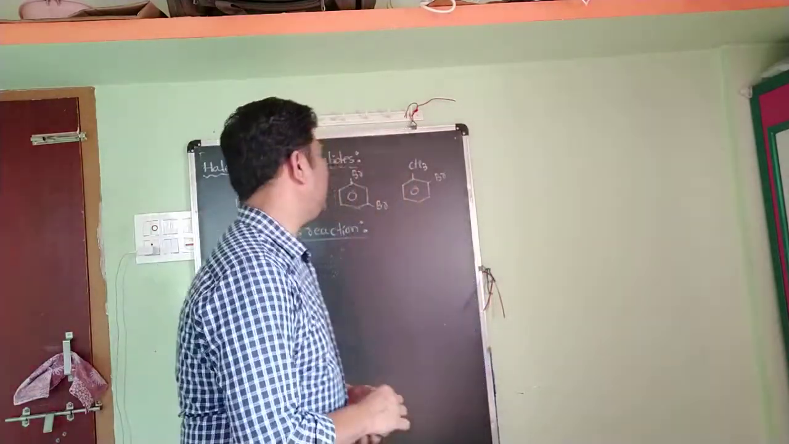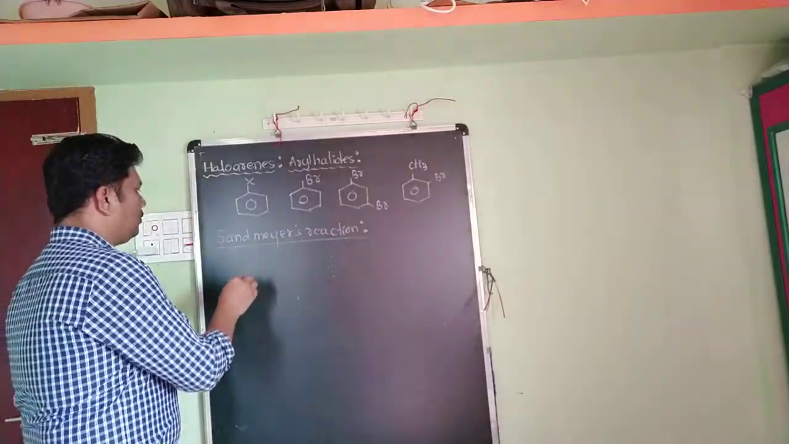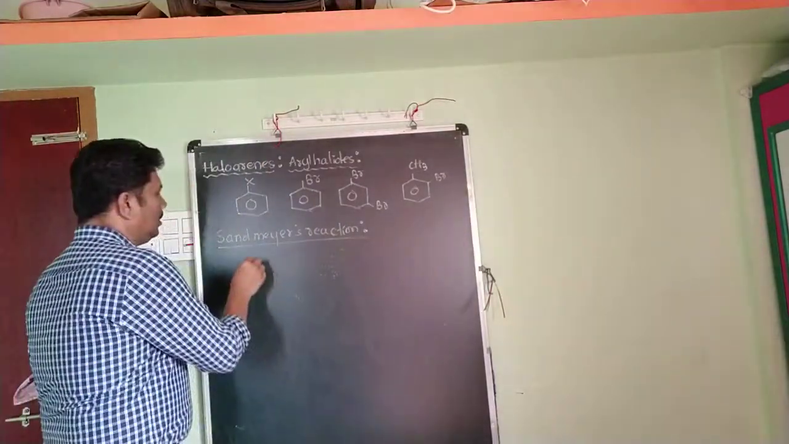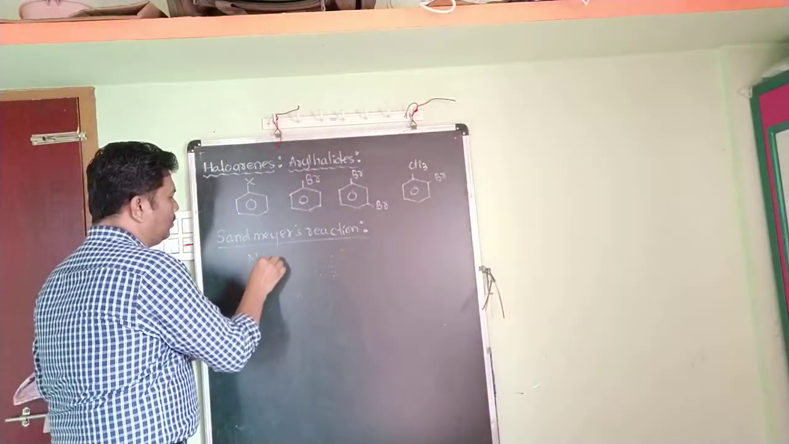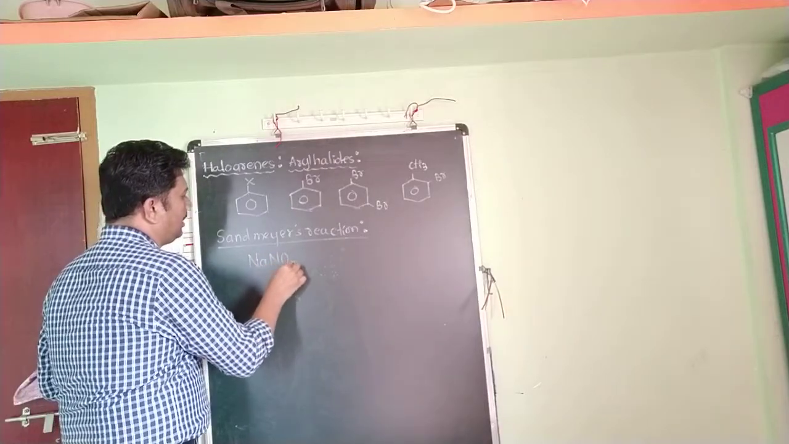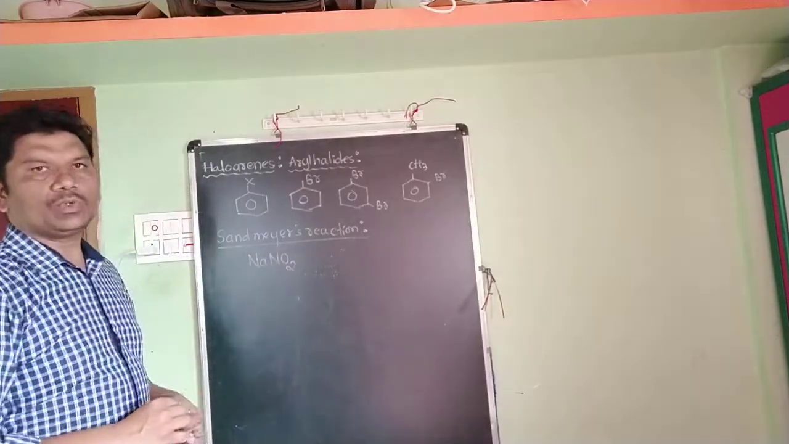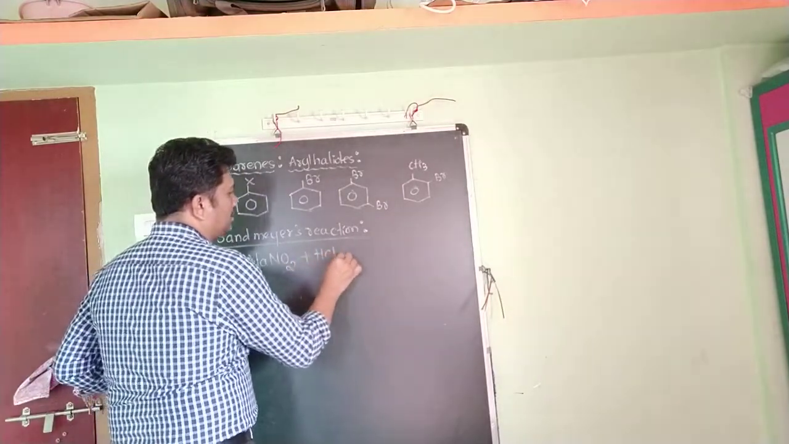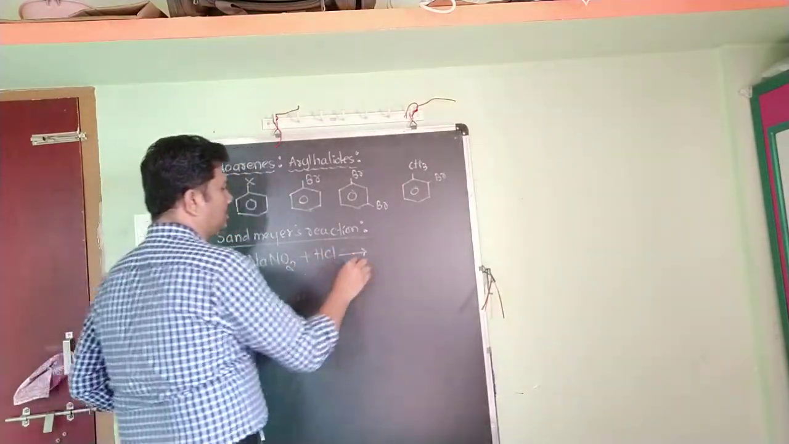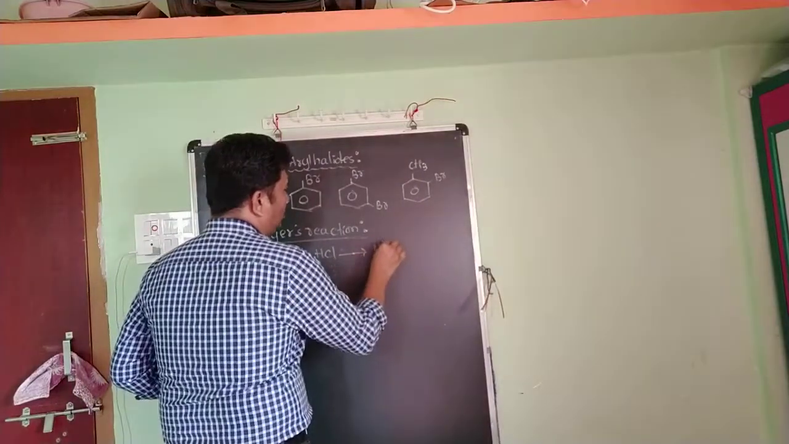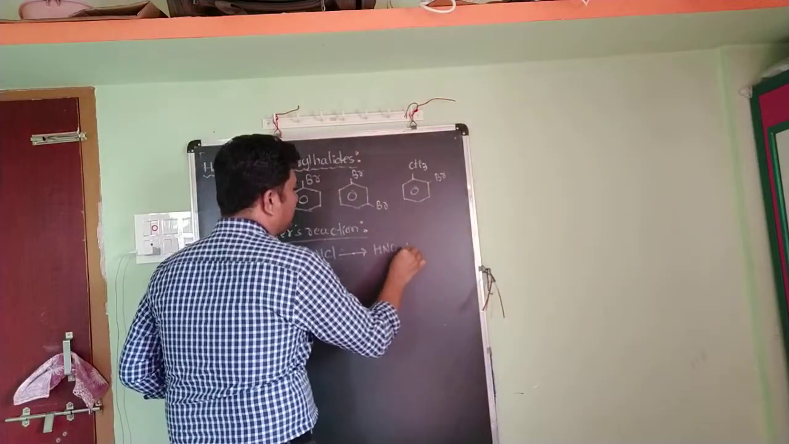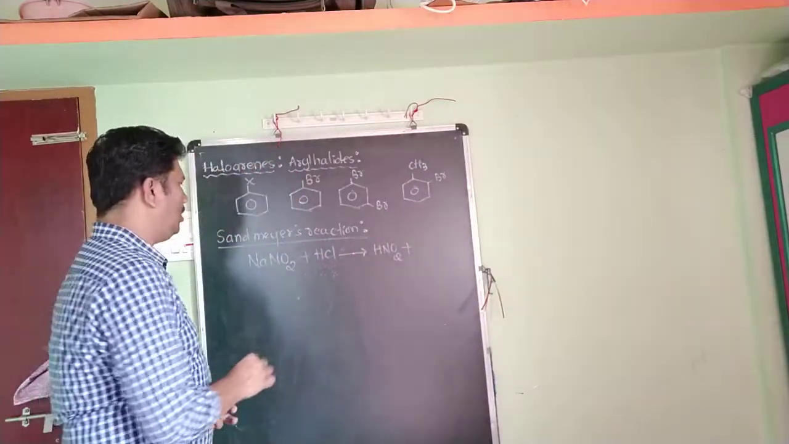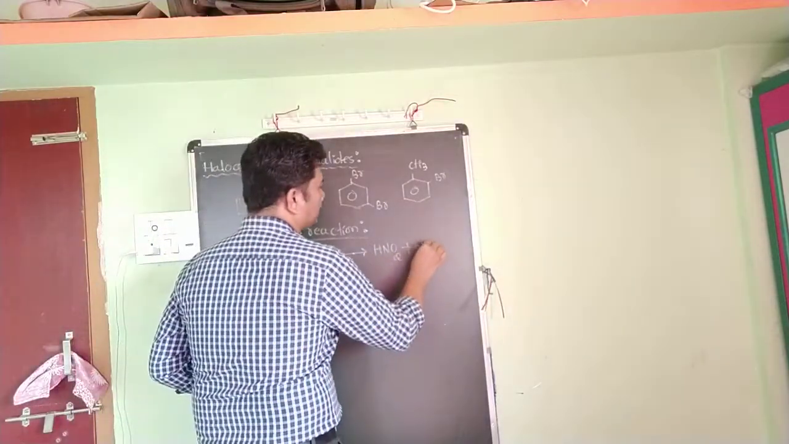See how the reaction takes place. First, NaNO2, sodium nitrite, when it reacts with HCl, forms HNO2, nitrous acid, plus NaCl.